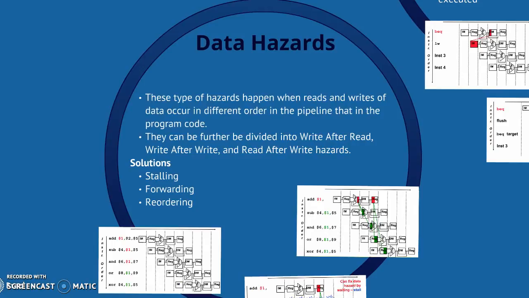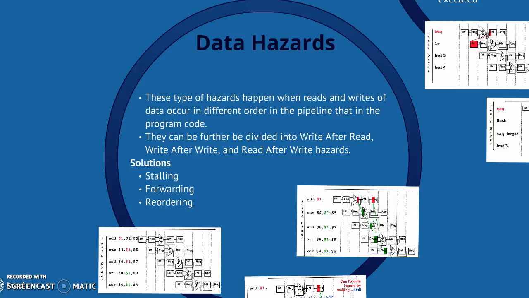The last type of hazard are data hazards. Data hazards happen when reads and writes of data occur in a different order in the pipeline than in the program code. These types of data hazards can be further divided into write after read, write after write, and read after write hazards. Solutions to these hazards include stalling, forwarding, and reordering.